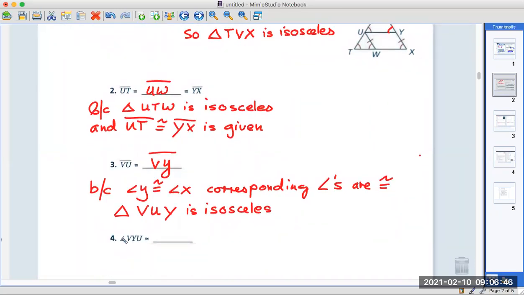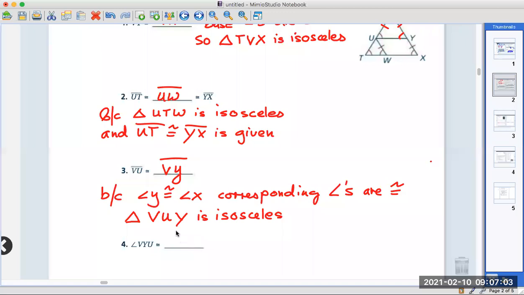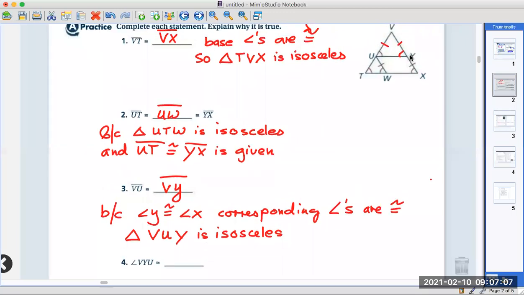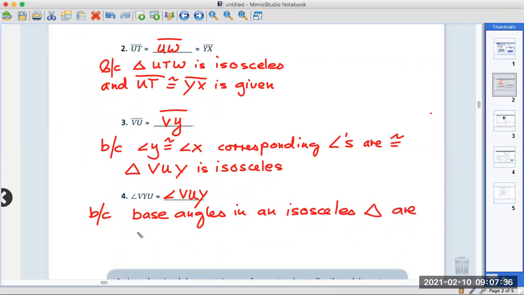And last, angle. This is the angle symbol. Remember, angles versus sides. Number 4 says angle VYU. So I'm going to look for that angle in my picture. VYU is congruent to angle, this one, VUY. And the reason is base angles, because base angles are equal. Base angles in an isosceles triangle are congruent. Equal.